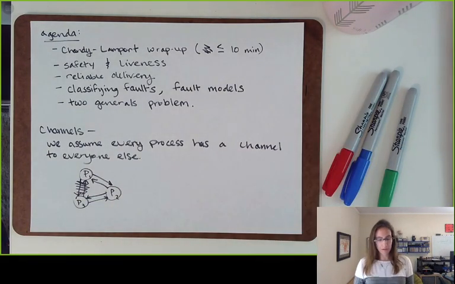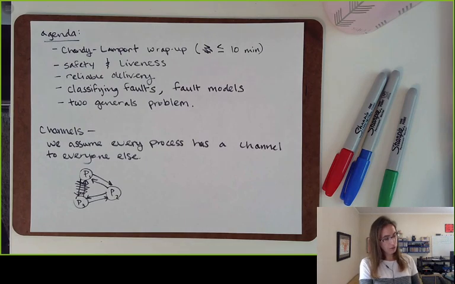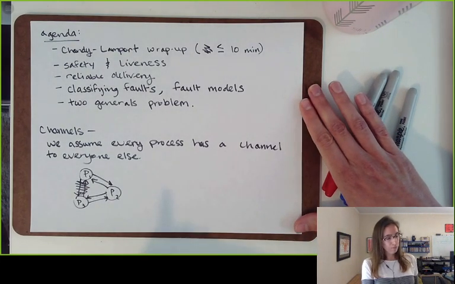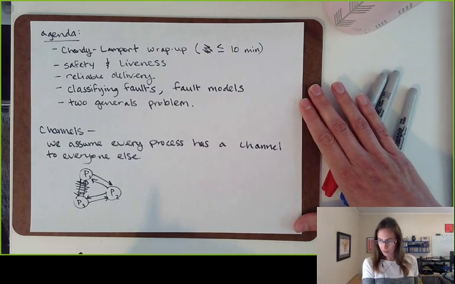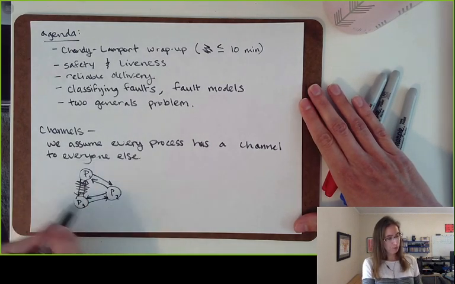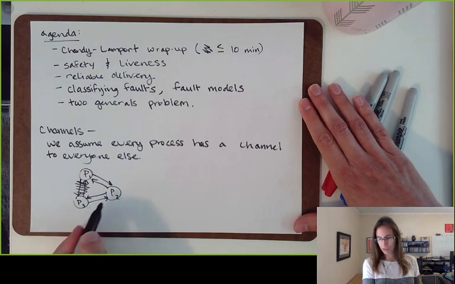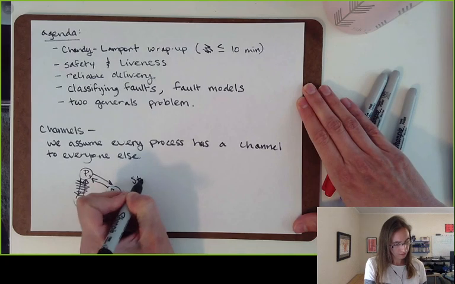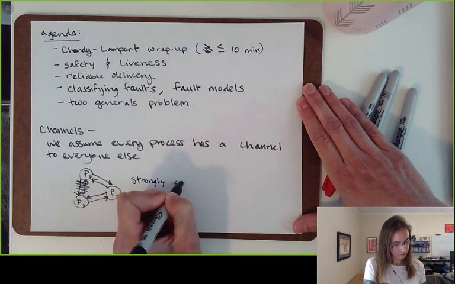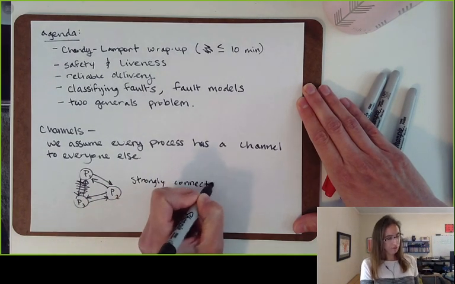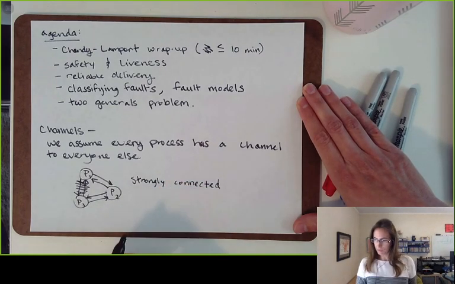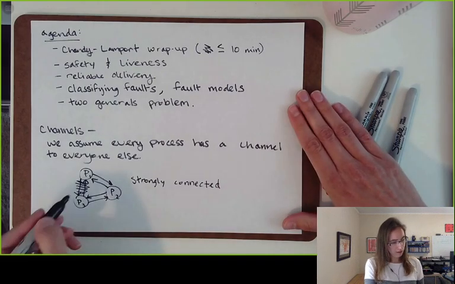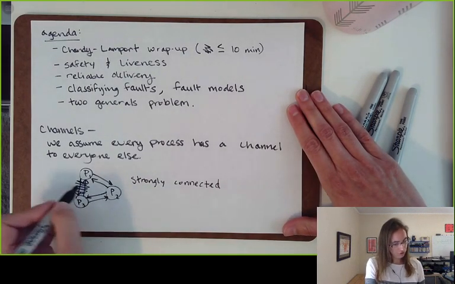So we just claimed that every process has a channel to everyone else. Well, in Chandy-Lamport, the assumption is that this graph, which we could call the network topology or the communication graph, needs to be strongly connected. Now, this doesn't mean that it has to be a complete graph. So it doesn't have to be the case that all of these connections exist.